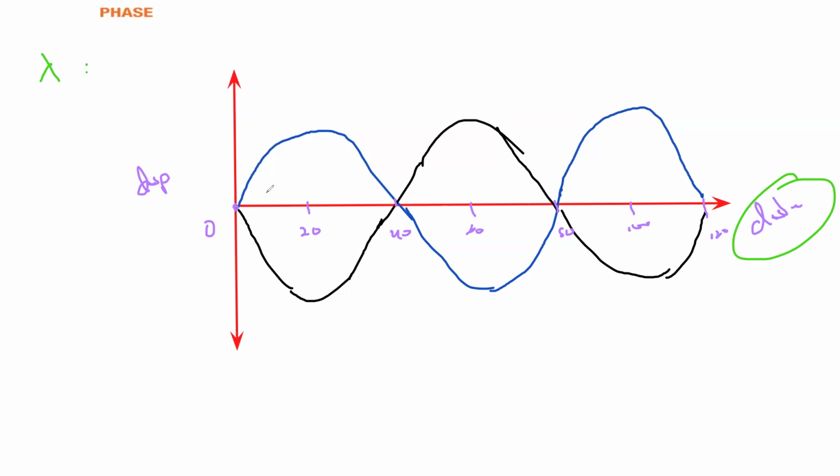Wavelength is the length of one complete wave, or the distance between two successive crests or two successive troughs. So when we take the wavelength, what is it? One complete wave. This is one complete crest and then one complete trough. So what is the wavelength here? The wavelength is equal to 80.